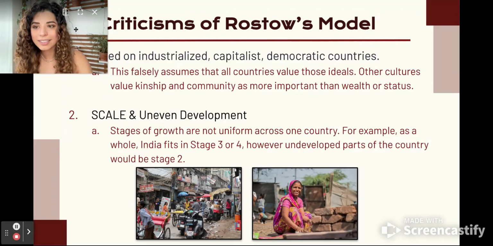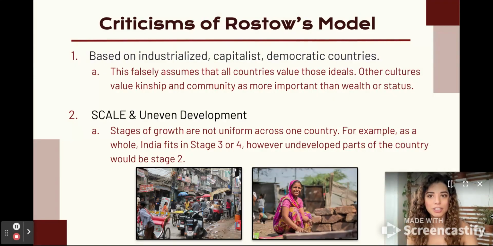So moving on to some of the criticisms. So this is a theory, right? This is one model. Some of the criticisms include that this was based on industrialized capitalist democratic countries. That is not the only type of country that exists, right? It falsely assumes that all countries value these ideals. Other cultures value kinship and community as far more important than wealth and status, right? So this is not the only way to live or only measure of development.